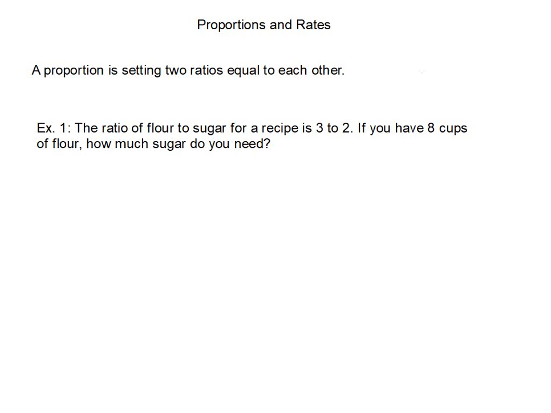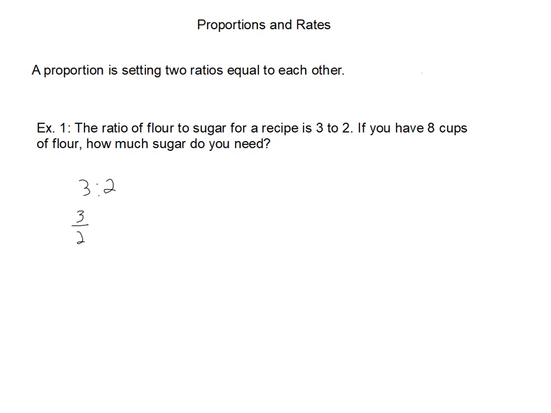In this example, the ratio of flour to sugar for a recipe is 3 to 2. If you have 8 cups of flour, how much sugar do you need? We're going to start by writing the 3 to 2 as a ratio. Just a reminder, we can write ratios in a couple of different ways. We could write it this way, which is a fairly common way to write a ratio. More useful for us, though, is to write it as a fraction. So I'm going to write that fraction as 3 over 2.